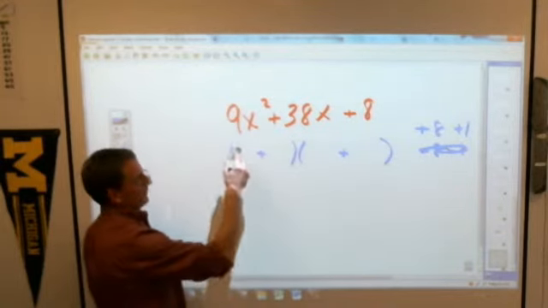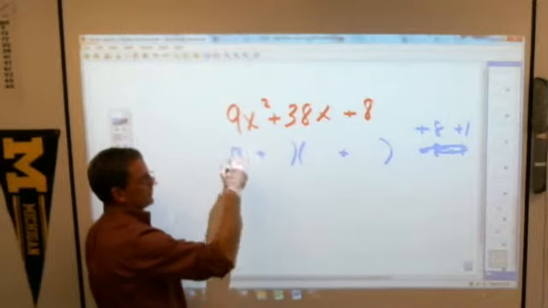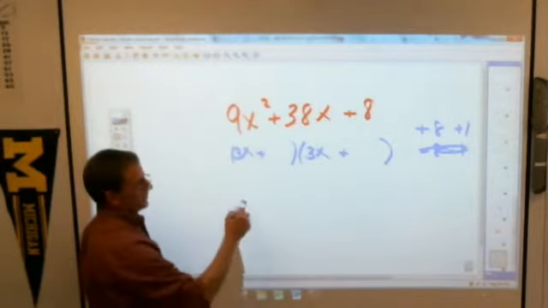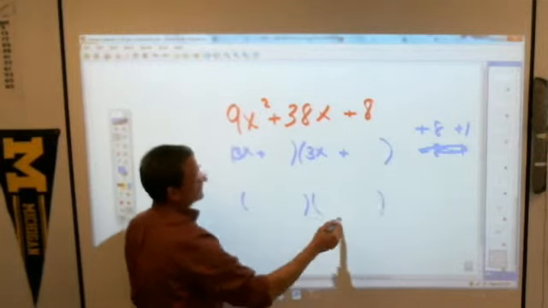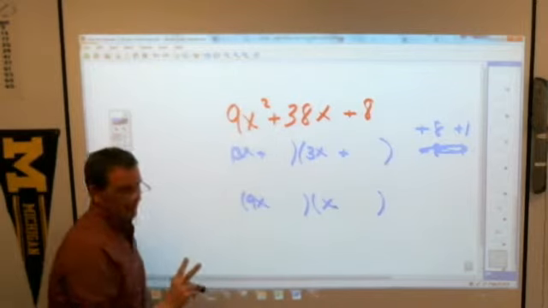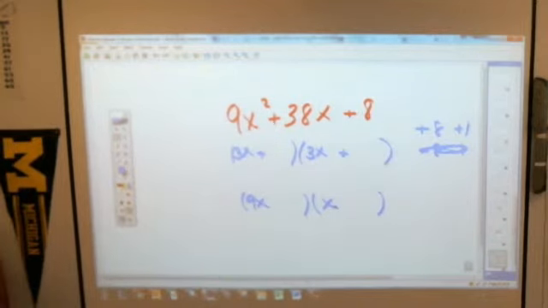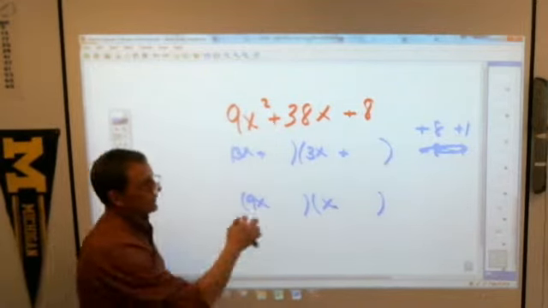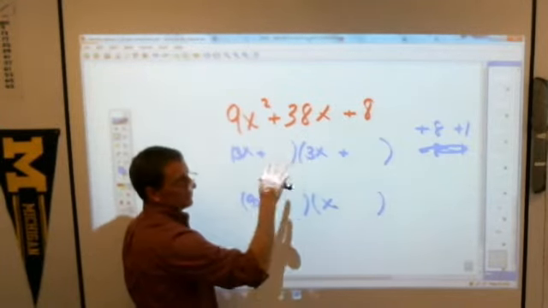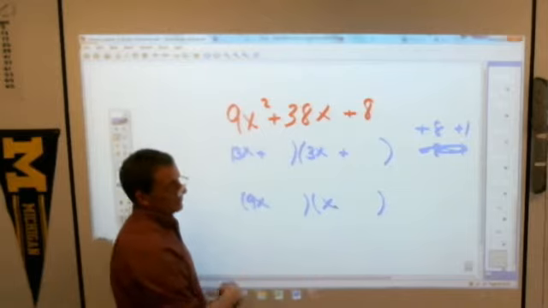Now, if I did this, I was saying, okay, 3x and 3x. That's one way to get 9x squared. The other way is to get 9x times x. Only two ways to get 9x squared, correct? And then here's kind of a clue. That's a pretty big number there. So it means some of my things got to be at least relatively big.